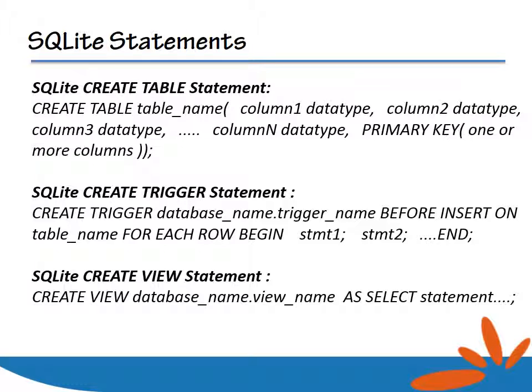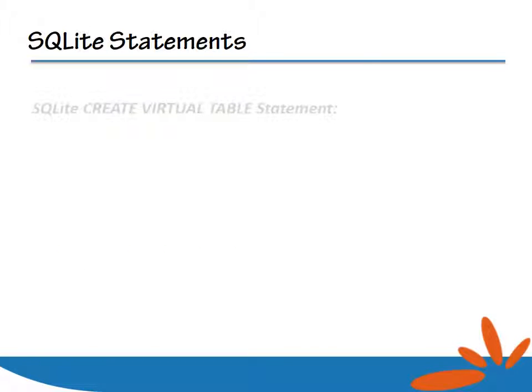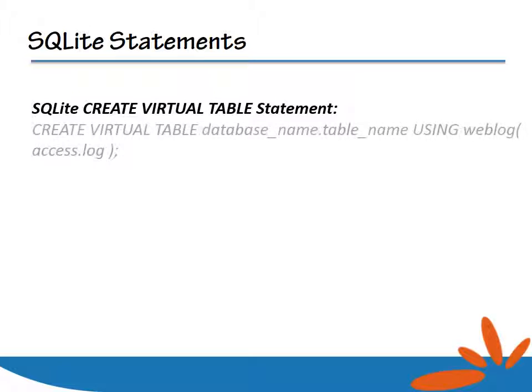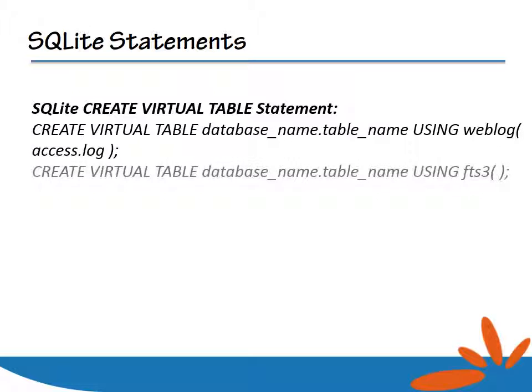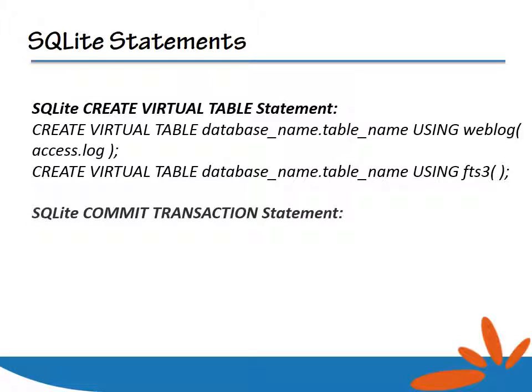The next one is the SQLite create virtual table statement. The code or the example is the following. For example, CREATE VIRTUAL TABLE, specify the database name, dot, specify the table name, USING, for example, weblog, and enclosed in parentheses, specify the access.log, and then terminated by a semicolon. Or, you may type CREATE VIRTUAL TABLE table name USING FTS3, open and close parentheses.